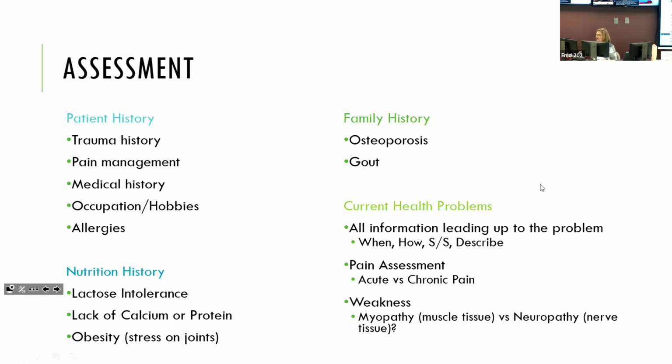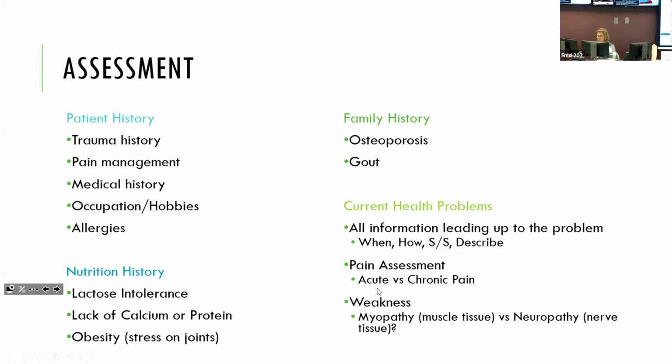And then if they have any current health problems, ask about all the information leading up to that problem. When did it start? How does it affect your ability to move? What are your signs and symptoms? Do you have pain? If you have pain, what relieves that pain? And just ask them to generally describe what they think maybe led up to their pain.